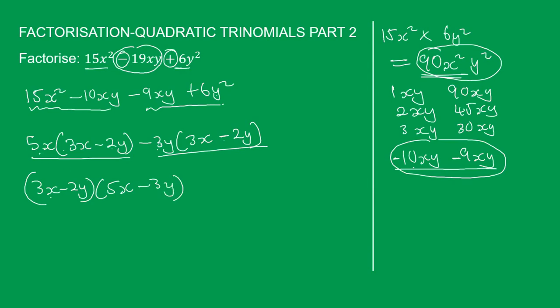And remember, I just said you can just take this coefficient and this coefficient of the brackets and form the second bracket. This is how we factorize a quadratic trinomial where the coefficient of x squared is not 1. Please don't forget that.